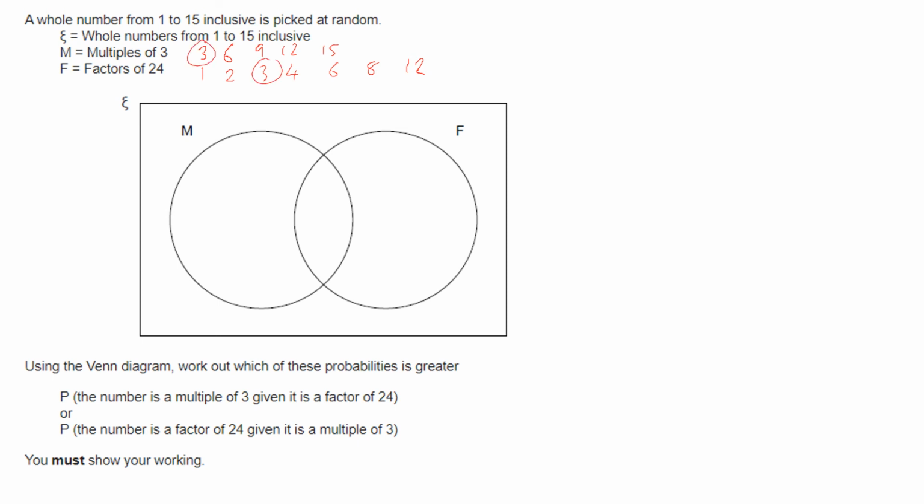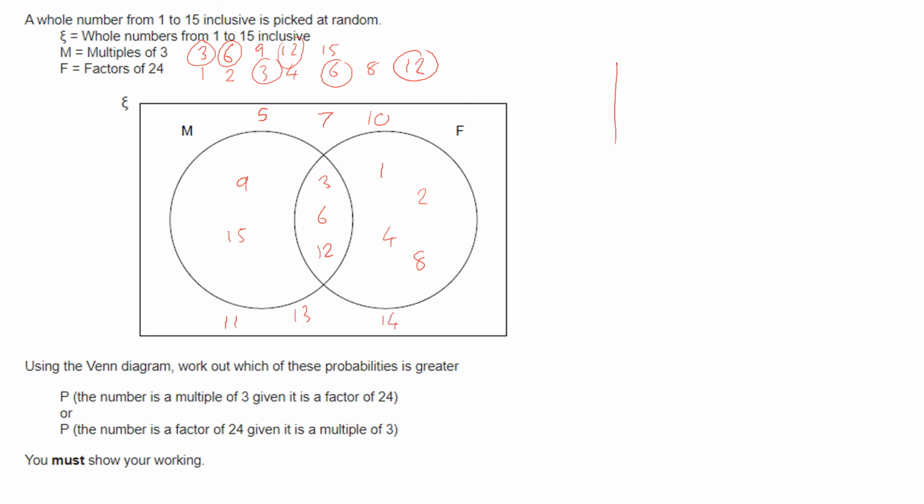And then 3 is in both of those, 6 is in both of those, and 12 is in both of those. So if we were looking to split this up, we could put 3, 6, and 12 in the middle. Other multiples of 3, we've got 9, we've got 15. Other factors of 24, we've got 1, 2, 4, and 8. And then there were some numbers that we didn't use. So 5 would have to go out here, 7 would have to go out here, 10 would have to go out here, 11, 13, and 14.